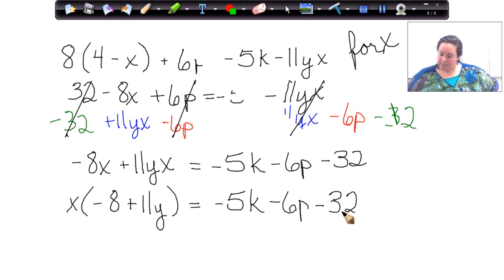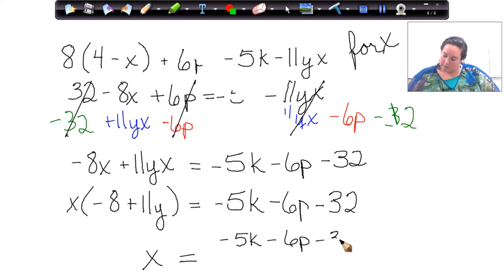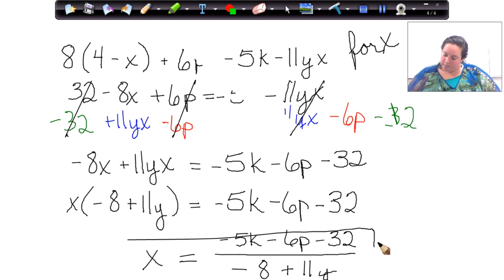Then we can divide both sides by, this is x times negative 8 plus 11y. So if we divide by it, then we can move it to the other side. Negative 5k minus 6p minus 32 divided by negative 8 plus 11y. We're dividing by negative 8 plus 11y on both sides. And then that is our final answer.